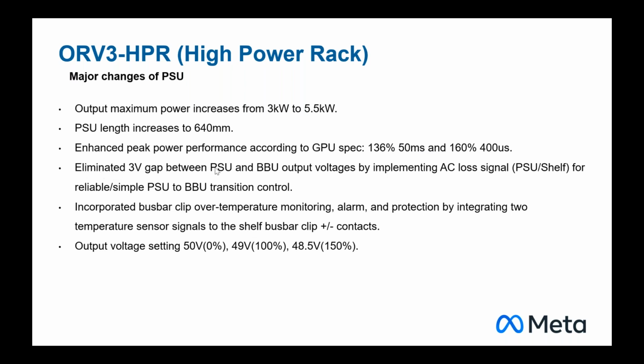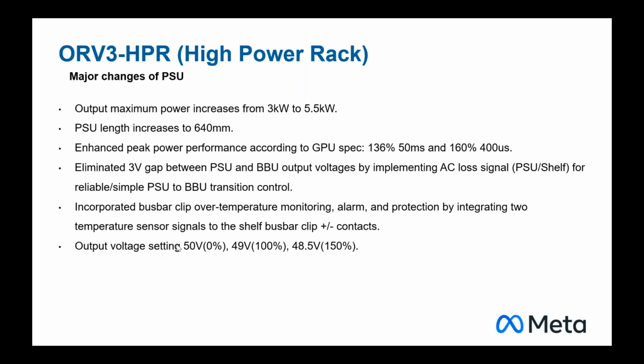We eliminated the 3-volt gap between the PSU and BBU output voltage by implementing a new control method, which is using an AC loss signal. It's simple and reliable, and has a lot of benefits. I'll explain later how the new method works. We incorporated, this is another major change, busbar clip over temperature monitoring. Basically, we put 2 sensors on the shelf busbar clip plus and minus contact. So they can report alarm, and we can also control fan speed based on these signals. And so we can avoid the busbar clip over temperature.